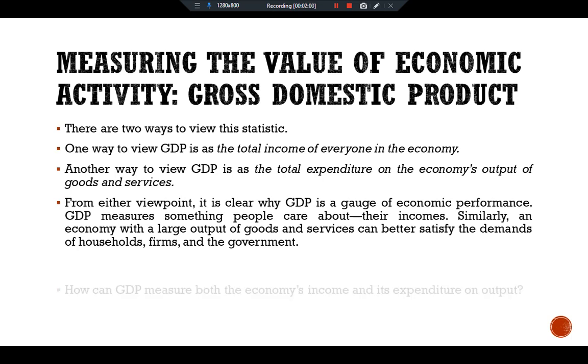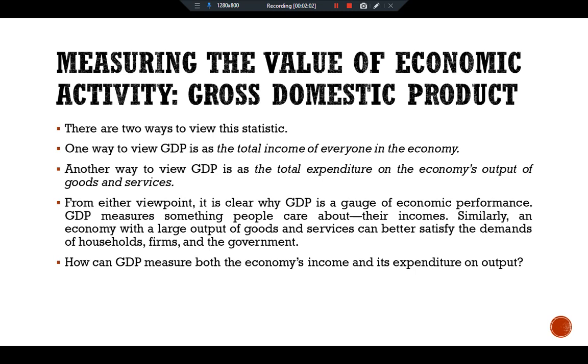the government. Economists answer the question of how GDP can measure both the economy's income and its expenditure on output. The reason is that these two quantities are really the same for the economy as a whole. Income must equal expenditure. That in turn follows from an even more fundamental fact: every transaction has a buyer and a seller. Every dollar of expenditure by a buyer must become a dollar of income to the seller.